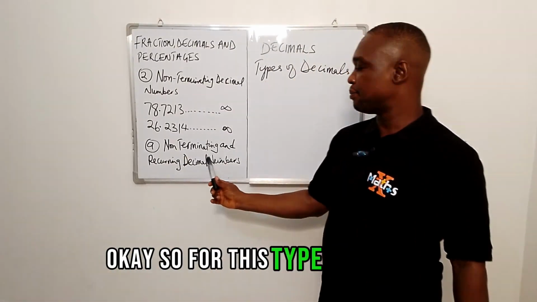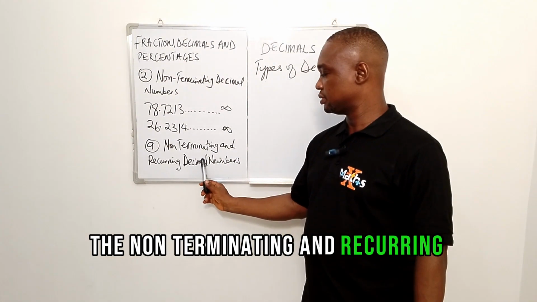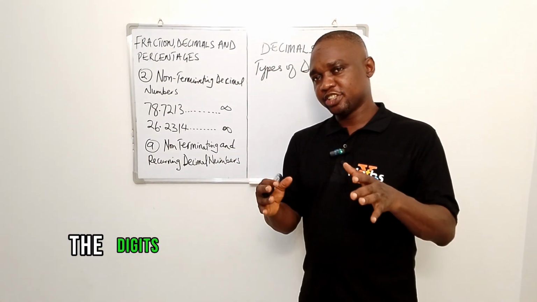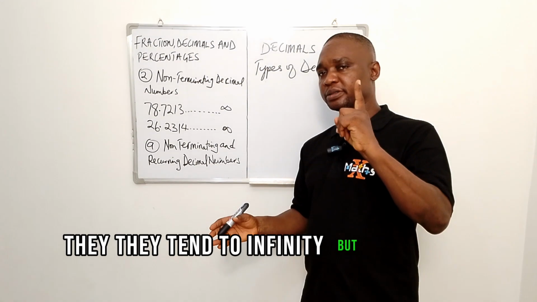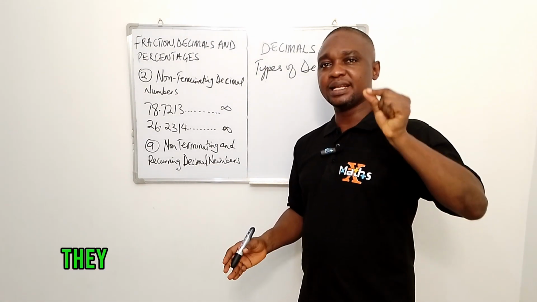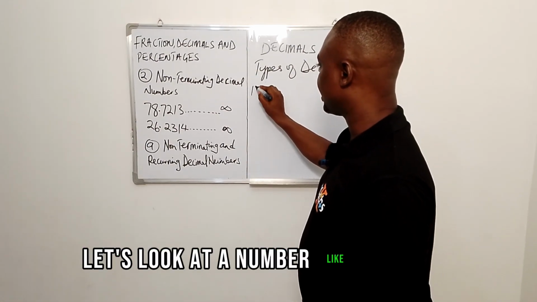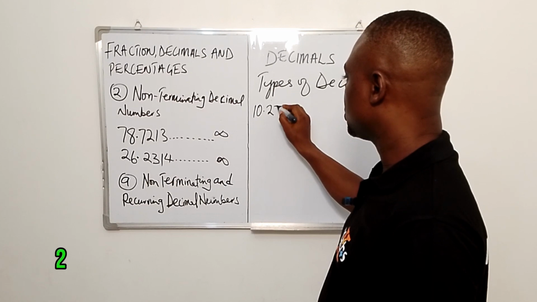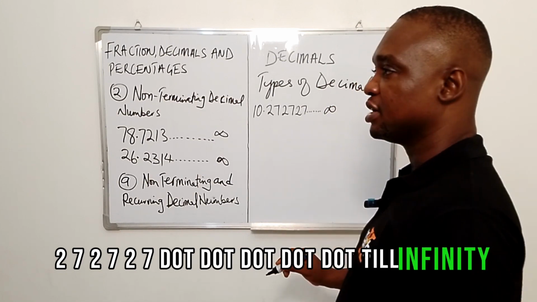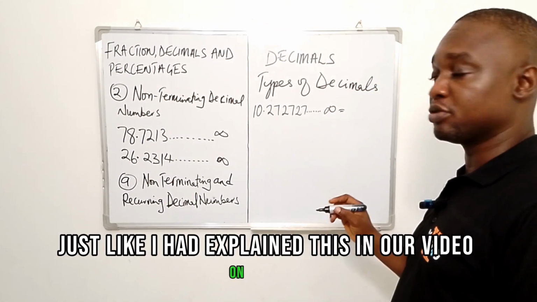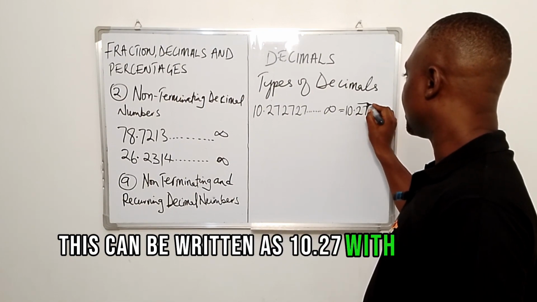For this type of decimal, the non-terminating and recurring decimal numbers, the digits after the decimal point are endless. They tend to infinity, but they tend to repeat. What am I saying? Let's look at a number like 10.272727 dot dot dot till infinity. Just like I had explained in our video on sets, this can be written as 10.27 with a bar on top.